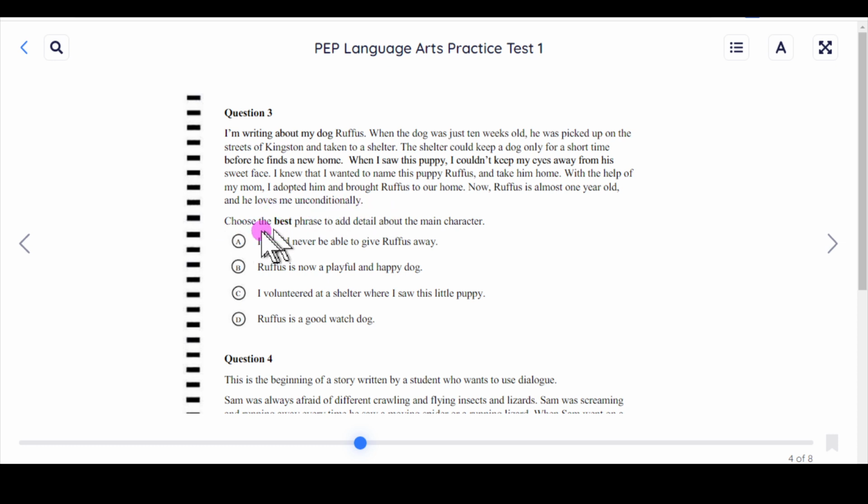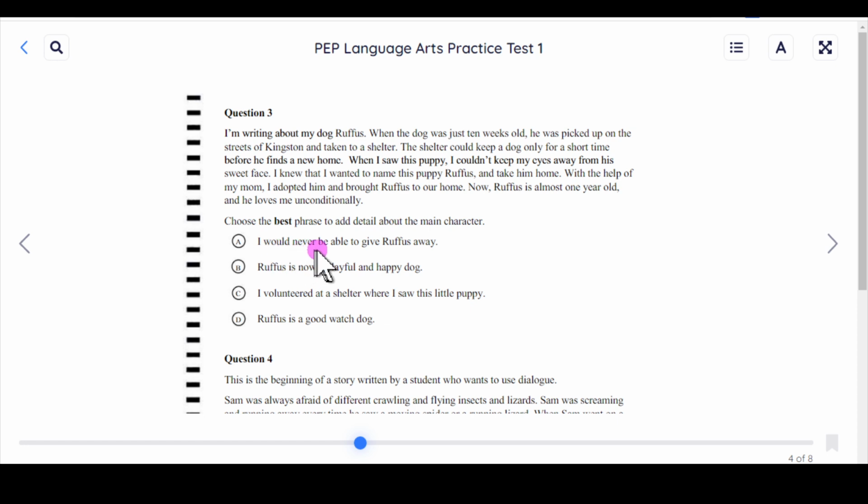Now it says here instructions, choose the best, pay attention to this word, best phrase to add detail about the main character. All right, so who is the main character? Let's go. So who or what is this passage about? It's about Rufus. Rufus is mentioned several times, but the person writing, I am writing, is not mentioned by name or anything like that. So even though they are the ones writing, Rufus would be at the heart of this paragraph. All right, so let's go.